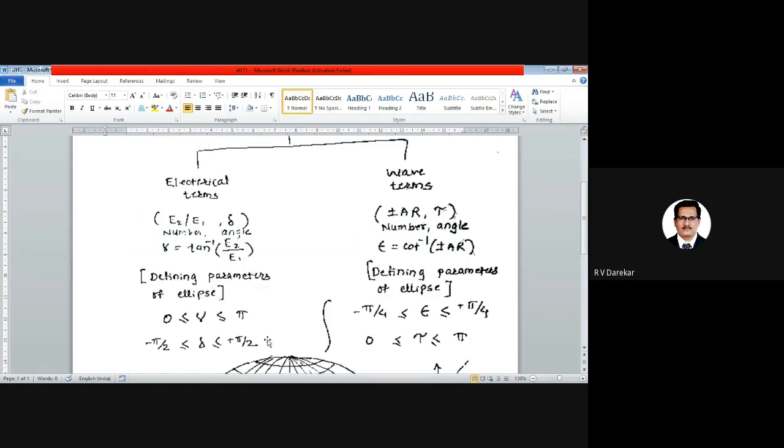But along with that, here we have to consider other two parameters that are nothing but delta and epsilon. The range of delta will be lying from minus pi by 2 to plus pi by 2, and the range of epsilon, which is nothing but cot inverse of the axial ratio, its range will be minus pi by 4 to plus pi by 4.